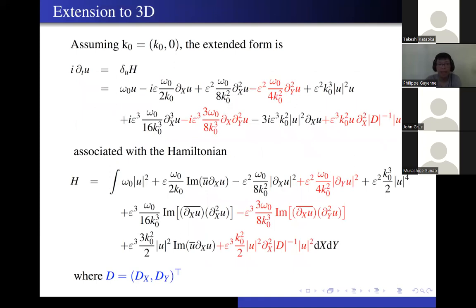We can derive a 3D version of our Hamiltonian dist equation. I'm going to spare you the details. These are the final results, the corresponding dist and the corresponding Hamiltonian. We're assuming that K naught, the carrier wave number, is aligned in the X direction. And accordingly, in red, these are the additional terms for the variations in the transverse directions, which is represented by big Y. So again, that's the non-local term, and it looks slightly more complicated than in 2D because it involves this mod D minus one, where D is dx dy in this 3D case.